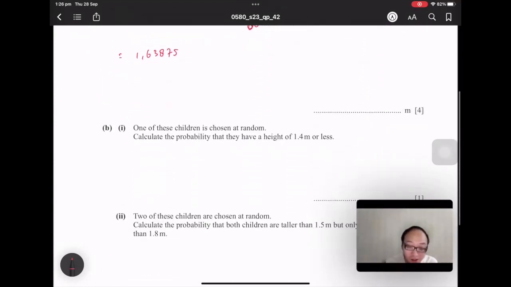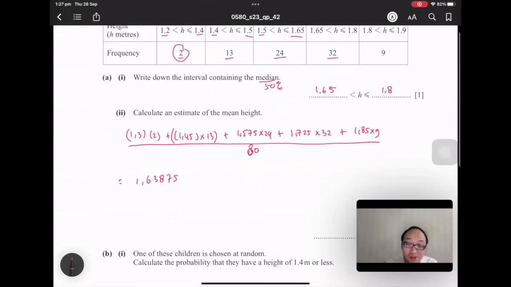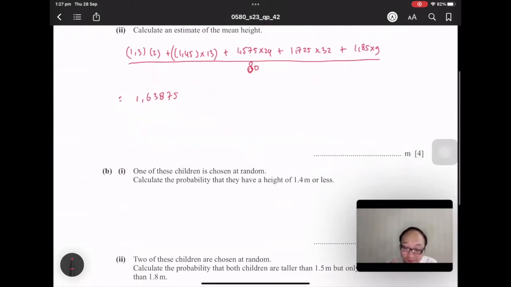One of these children is chosen at random. Calculate the probability that they have a height of 1.4 meter or less. So 1.4 meter or less is only 2. So that means it's 2 over the total. So 1 over 40.